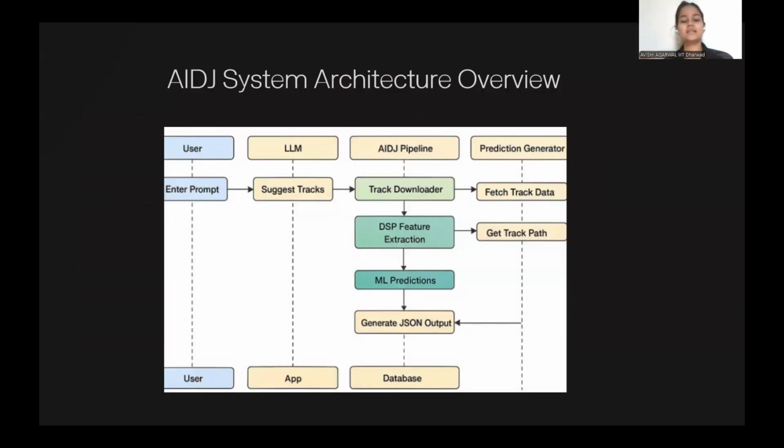Moving on to the system diagram of the system architecture overview. So we have the user, LLM, AI-DJ pipeline, and prediction generators. The user enters the prompt, and the LLM suggests the track. In the AI-DJ pipeline, we have track downloader, DSP feature extraction, and ML prediction. In the track downloader, we fetch the track data from SpotDL or the other database which we have collected from Kaggle, and then for DSP features, there are numerous features which we have accounted for. And then finally, we generate a JSON output file.